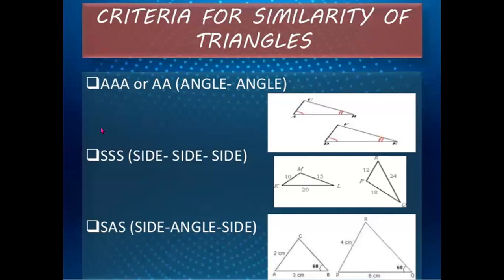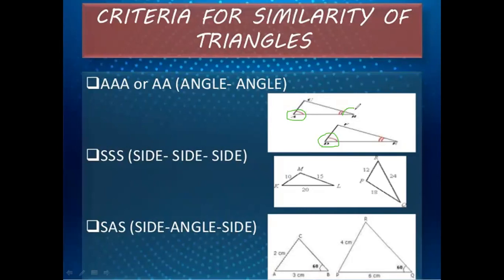So what are these? The first test is the angle, angle, angle test. What does it mean? AAA, or angle-angle-angle test. Let me show you just a little bit because we will discuss this more. Now, these two triangles, if the corresponding angles are equal, this angle is equal to this angle, okay?